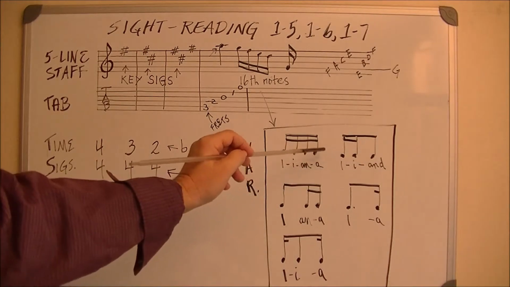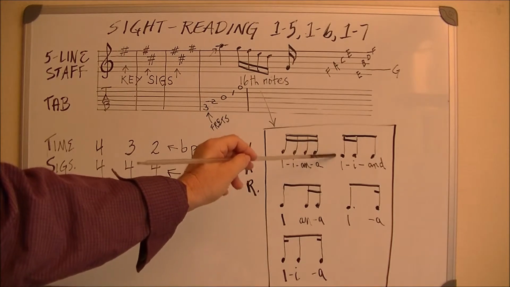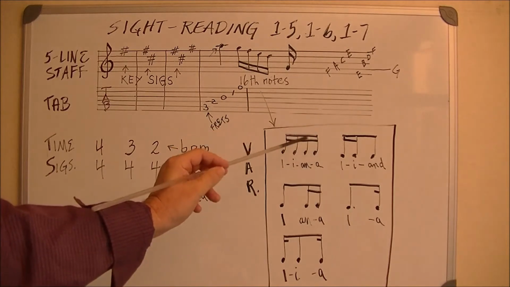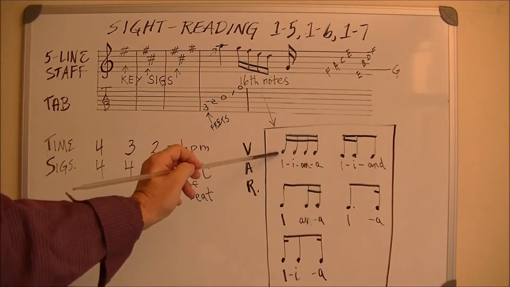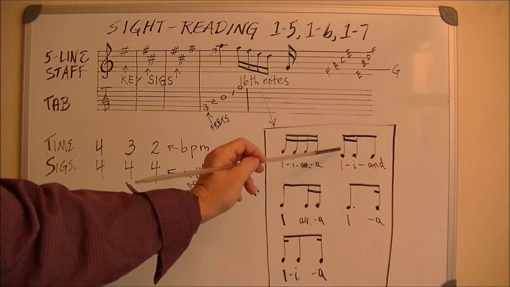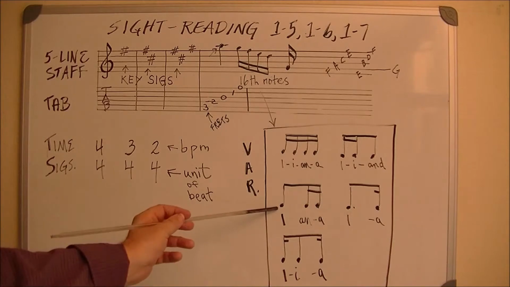I'll give you 4 counts with this rhythmic figure here. 1 E and, 2 E and, 3 E and, 4 E and, that's again derived from 1 E and, 2 E and, 3 E and, 4 E and, 1 E and, 2 E and, 3 E and, 4 E and. Okay, let's go down to this one.